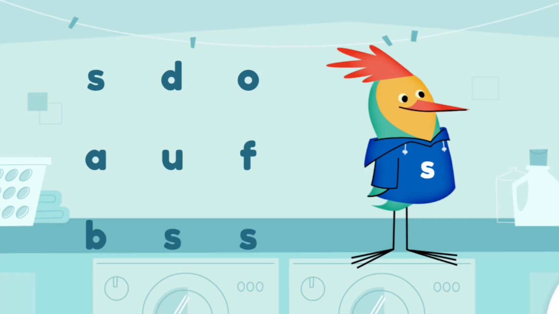Give the letter S to Peck. He has the letter S on his shirt. S. Good work! You gave the letter S.